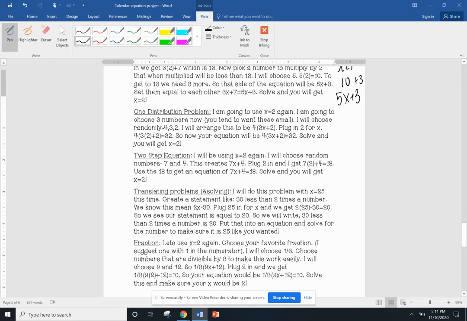So I chose 4, 3, 2. You could choose any numbers you want. So I put the 4 on the outside, the 3 as my a, the 2 as my b. And then I just plugged in my 2 for x. And I got 3 times 2, which is 6, plus 2 is 8, times 4, which gives me the 32. And then because that equals 32, then my equation must equal 32, and I'm done.